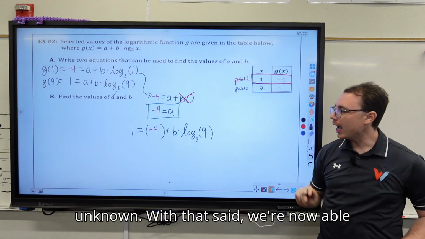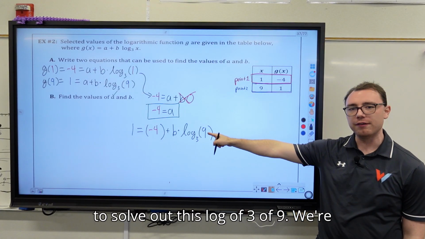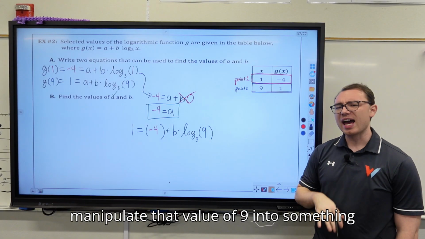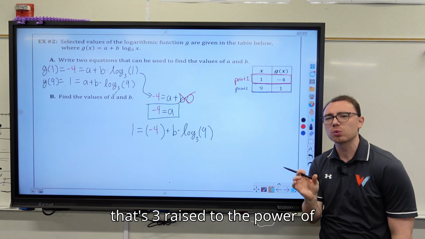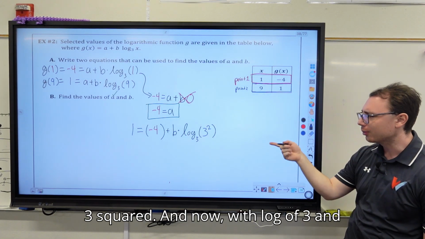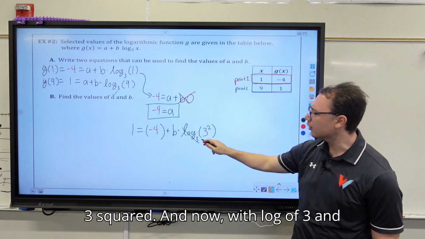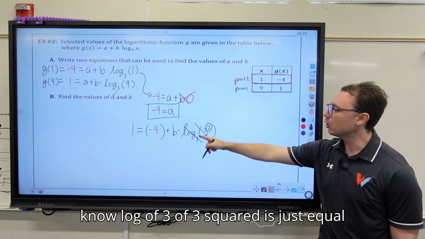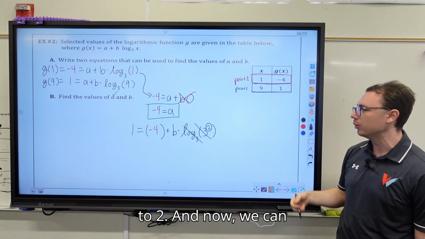With that said, we're now able to solve out this log base 3 of 9. We're going to do it the same way like we did in that last problem, where we want to manipulate that value of 9 into something that's 3 raised to the power of something. I know you guys know 9 is just 3 squared. And now with log base 3 of 3 squared, we can just simplify those out and we're just left with 2. So we know log base 3 of 3 squared is just equal to 2.